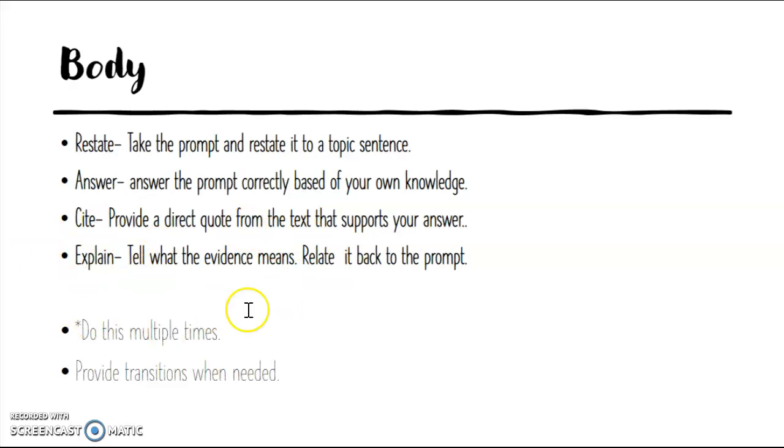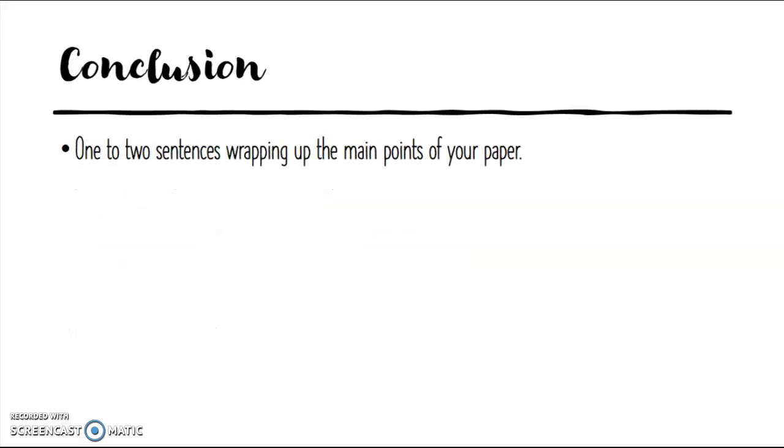The explain part is very important because this is where you make your inference. This is where you're not analyzing. So this should be more than one sentence, your E. This should be at least 3, okay? So go back through, do this multiple times, provide transitions when you need, first, second, last, in the beginning, at the end, and things like that. And then your last body paragraph should be your conclusion, just 1 or 2 sentences wrapping up your main point.